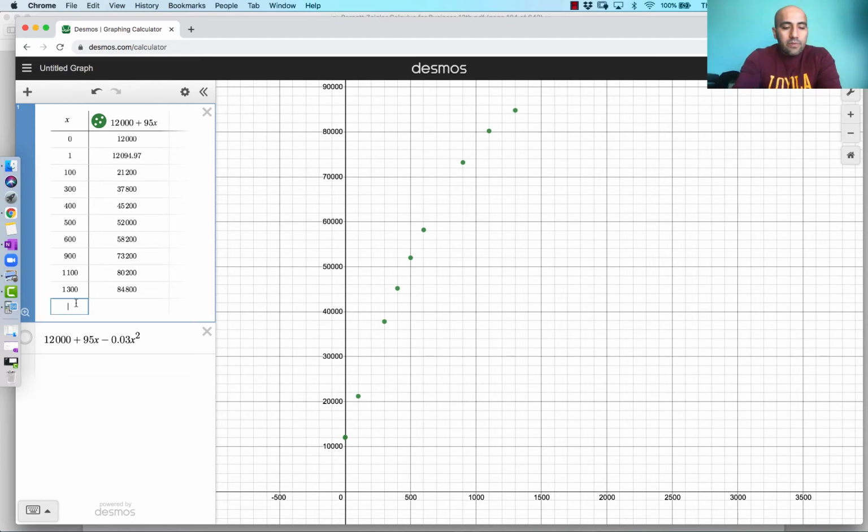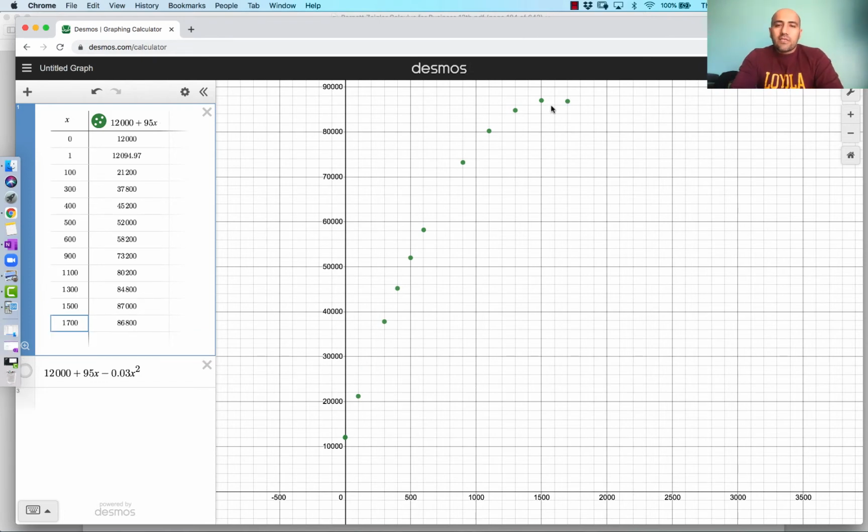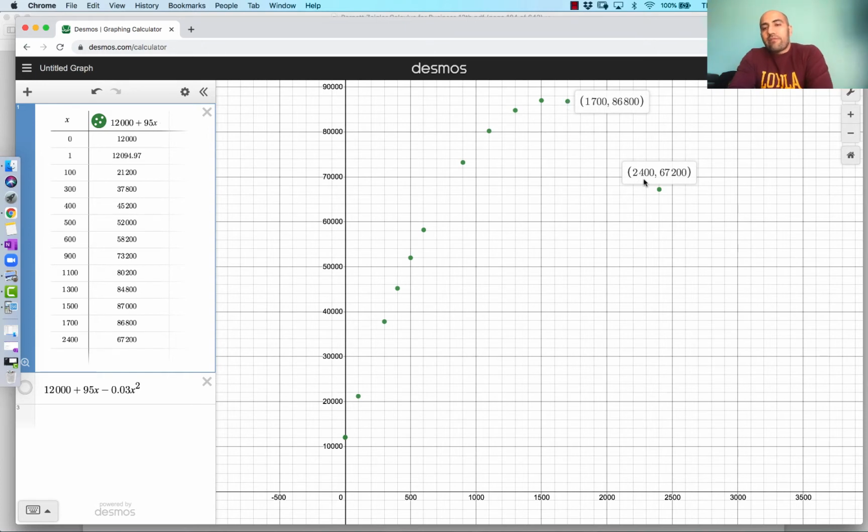Let's keep going. So maybe at 1500 we reach that level. At 1700, oh, looks like we kind of flattened out, maybe went down a little bit. Let's jump over to say 2400. Oh, 2400 goes way down here. Look at this interesting scenario. This is indicating that if we want to make 2400 tanks, it's going to cost us $67,000. And if we want to make 1700 tanks, less tanks, it costs us more.